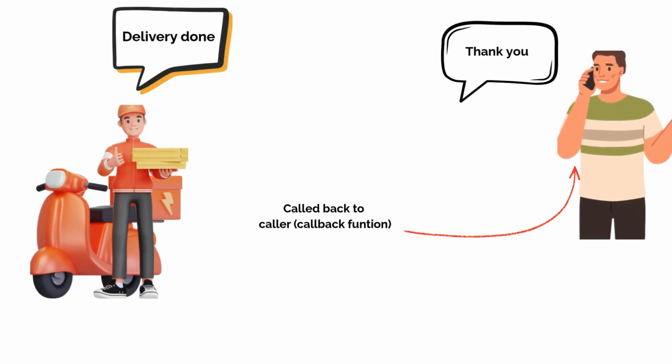If we see in this example, Jana is making a request through a function which Ramesh has accepted, and he will notify or call back to Jana once the request is done. So let's dive into the actual code.